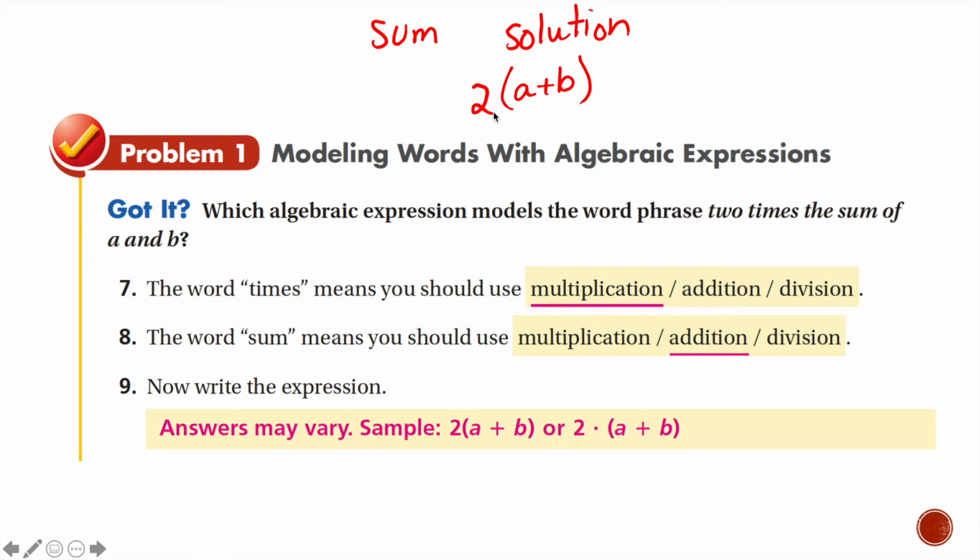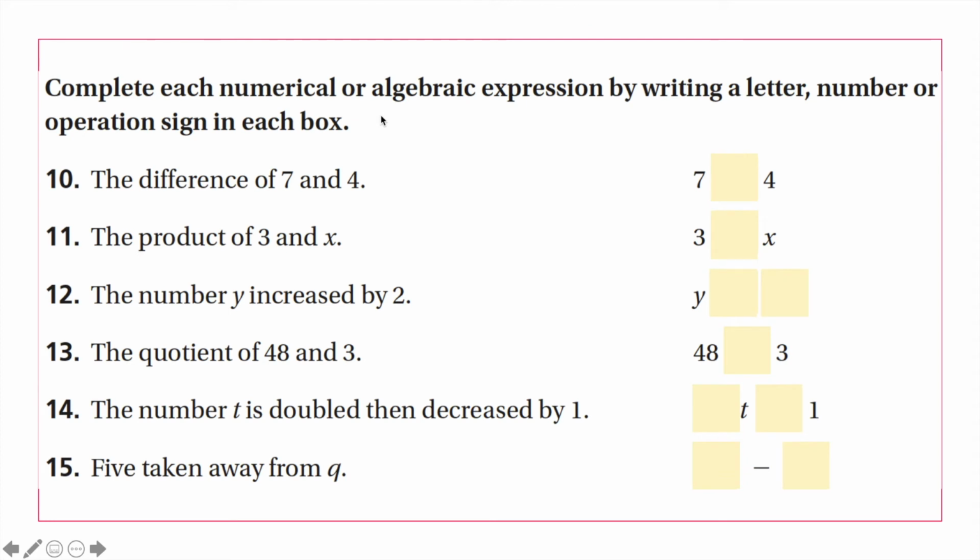Let's check our answer. Either one of these will work. The one that I prefer the most is probably the first one that's shown that doesn't have the multiplication sign. It just looks cleaner. Write each numerical or algebraic expression by writing a letter, number, or operation sign in each box. Well, the difference of 7 and 4. The difference stands for the answer to a subtraction problem. So if we have 7 and 4 and we're trying to find the difference, it will become 7 minus 4.